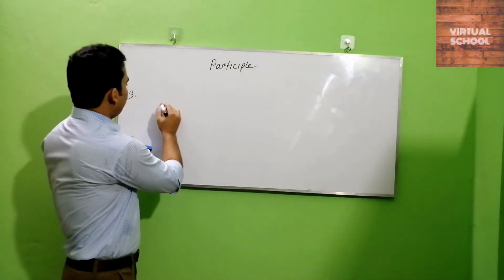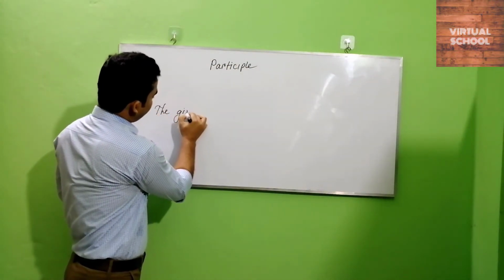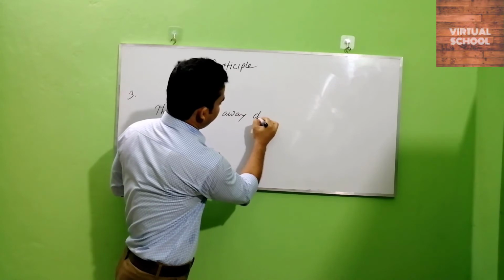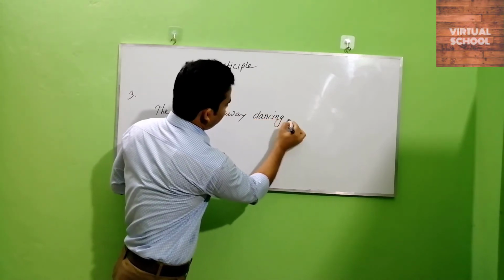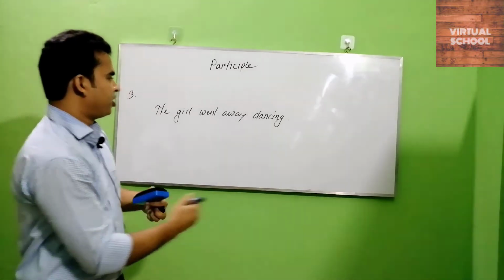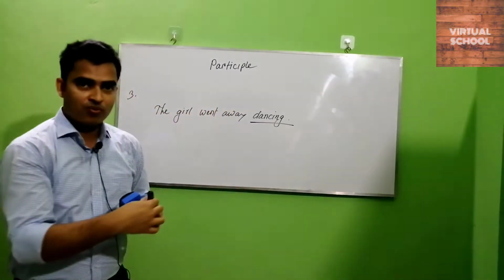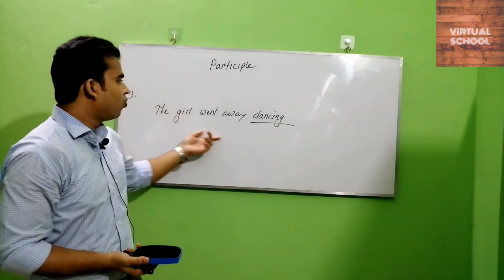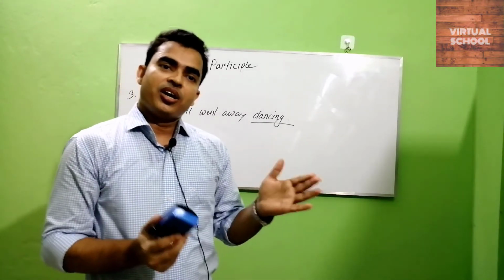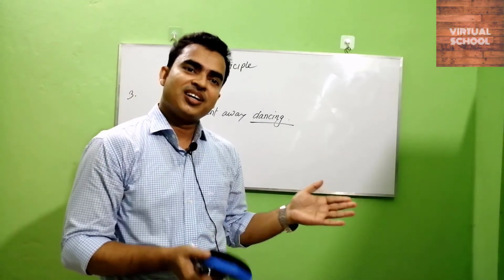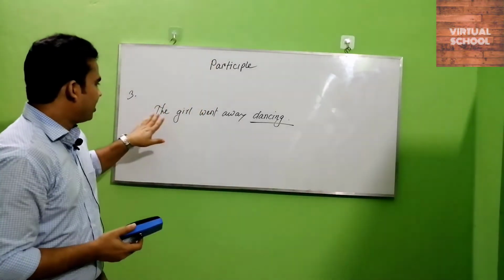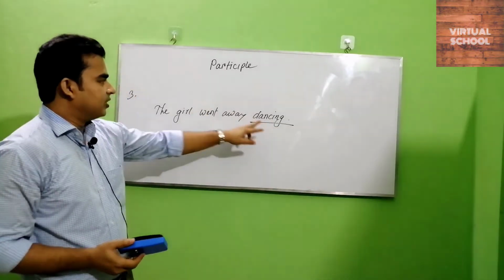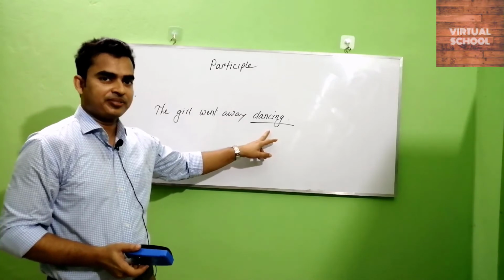Let's see an example. The girl went away dancing. Here, dancing is a present participle. How? It represents the repetition of her work. The girl went away dancing. That means she was going continuously dancing. Here is repetition of her work. So this is a present participle. Okay.